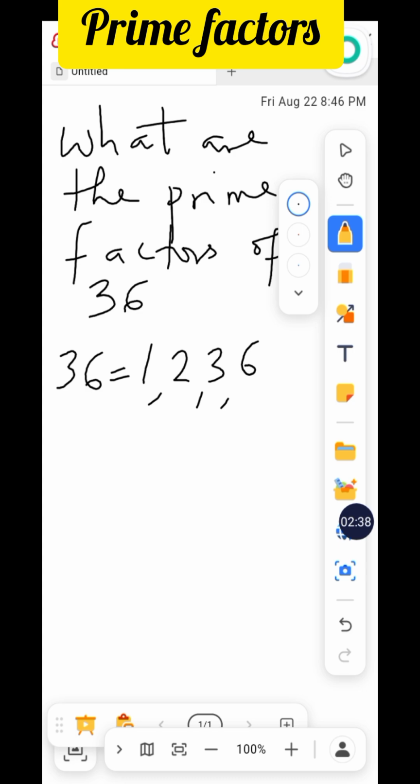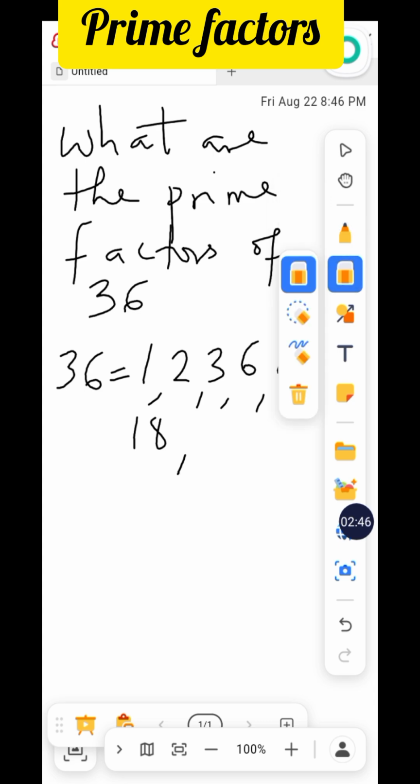1, 2, 3. Oh, that's a mistake. Before 6 and 12, 4 and 9 can also go in 36. So let's clean that off. 4 and 9 are also part of the factors of 36.